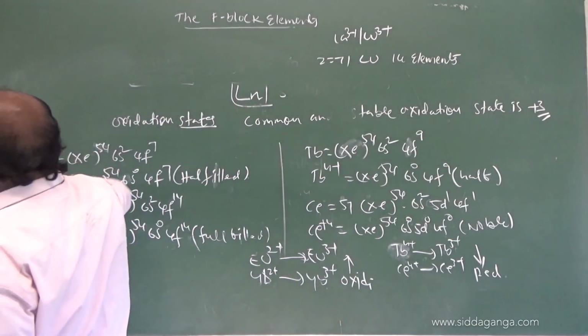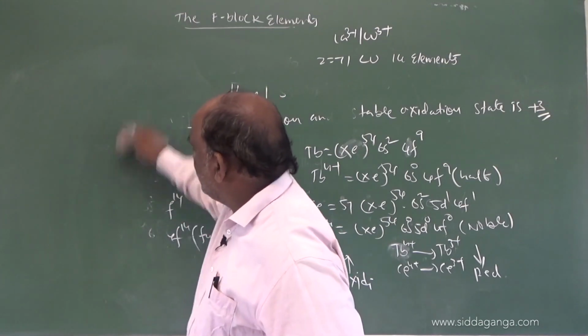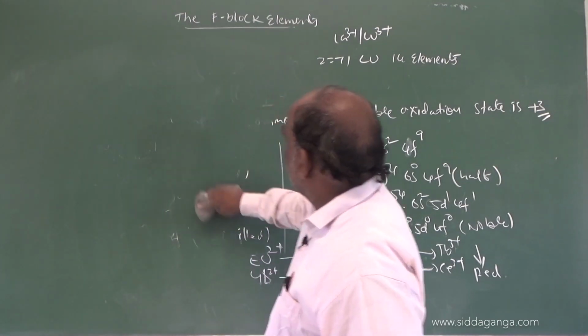And after that, the general properties we know are atomic radii and ionic radii.